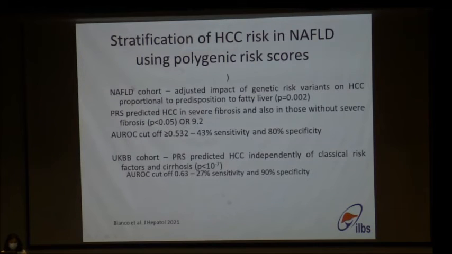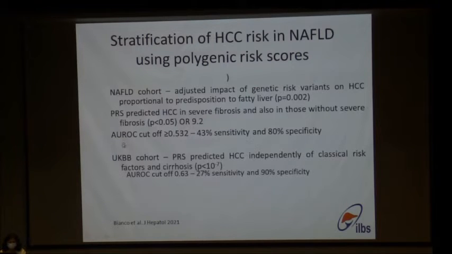In the NAFLD cohort, it was seen that the adjusted impact of genetic risk variants on HCC was proportional to predisposition to fatty liver. This polygenic risk score predicted HCC in severe fibrosis and also in those without severe fibrosis. So this risk score can predict HCC in severe fibrosis and even in patients without severe fibrosis.